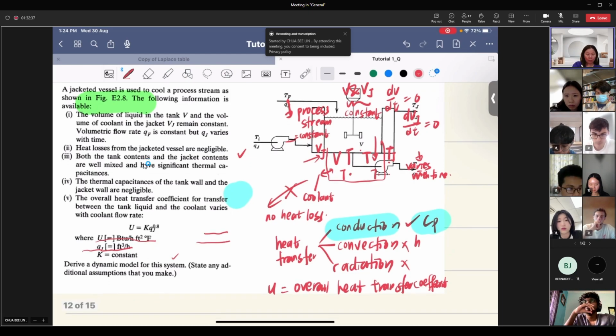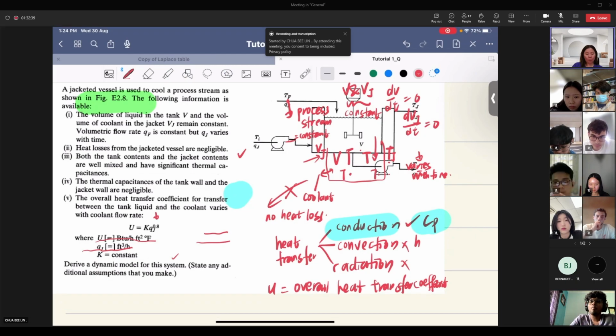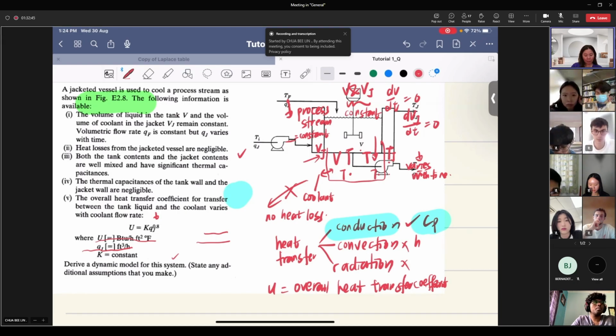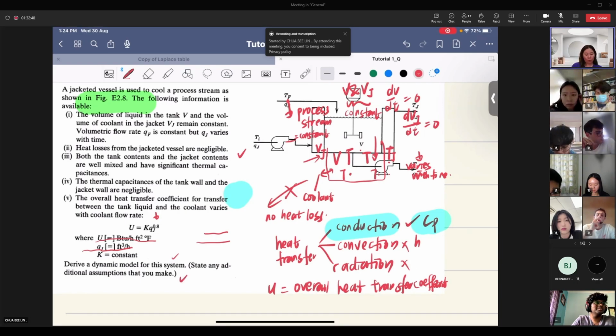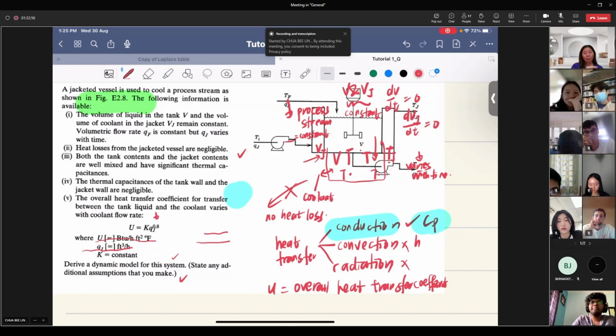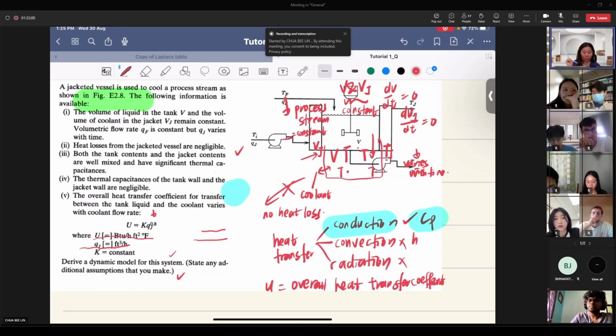So U is given with this equation. U stands for the heat transfer coefficient, and then QJ and K, there are some parameters given. They want you to derive the dynamic model for this system. How many systems are there over here? Two. One is the jacketed vessel, the jacket. The other one is the heating tank. So you are going to derive two equations, one for the jacket and one for the tank.